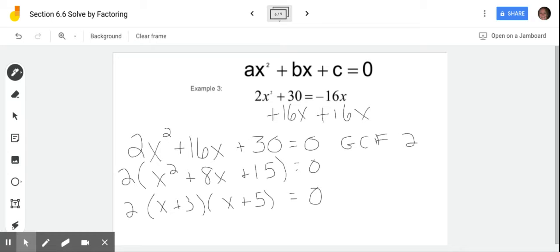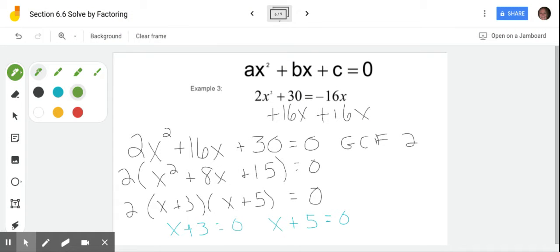So now I'm ready to solve. Okay, so I have 3 factors here. I have 2, x plus 3, and x plus 5. It doesn't make sense to make 2 equal to 0 because that's not true. So the 2 doesn't even really matter here. But the other 2 factors do. So I have x plus 3 equals 0 or x plus 5 equals 0. So my answer to this one is negative 5 and negative 3.